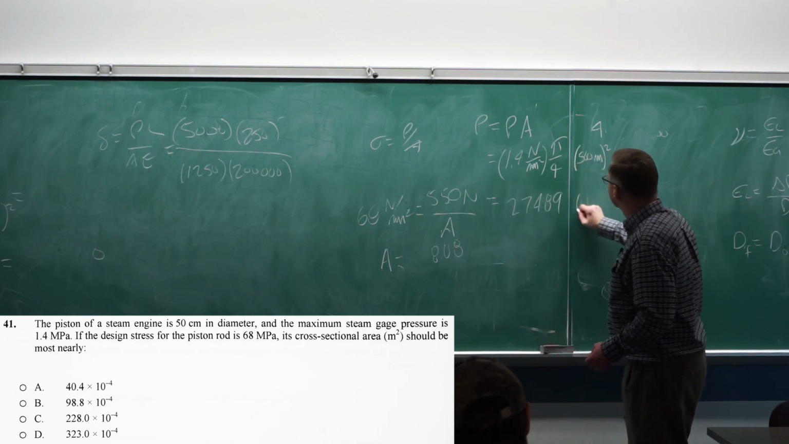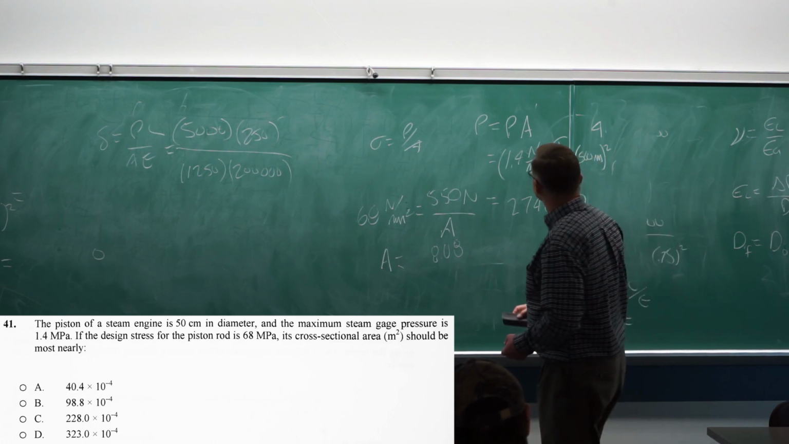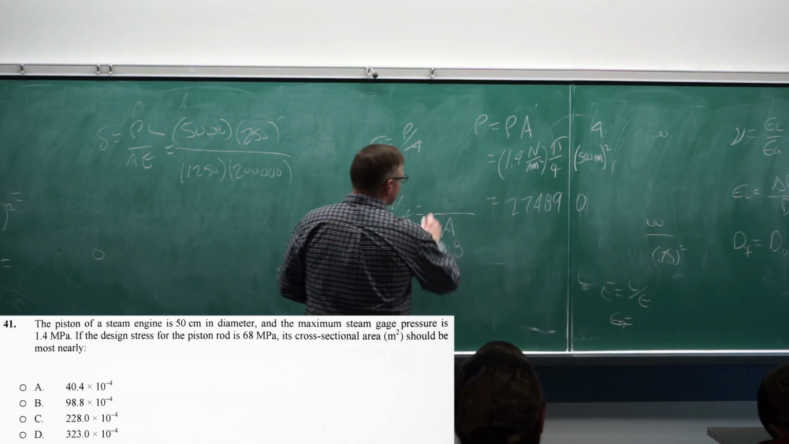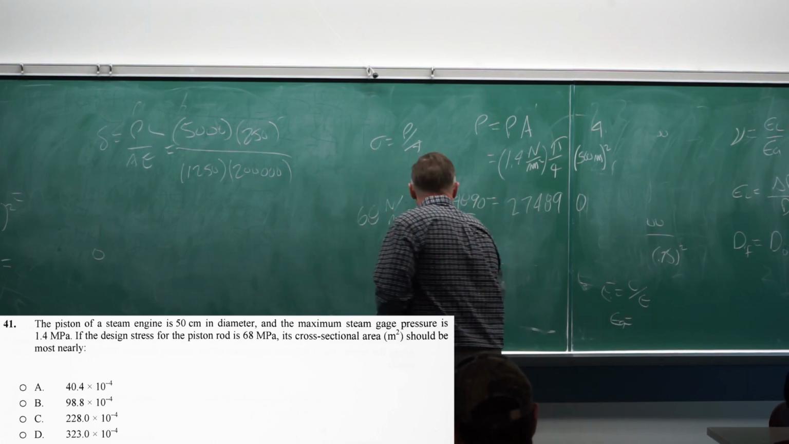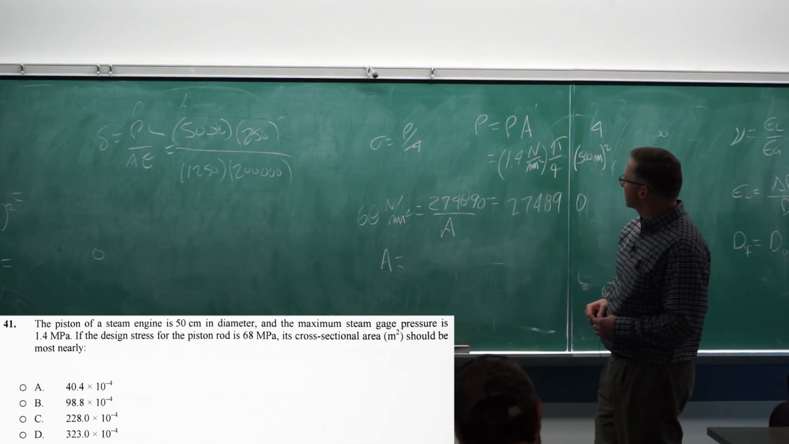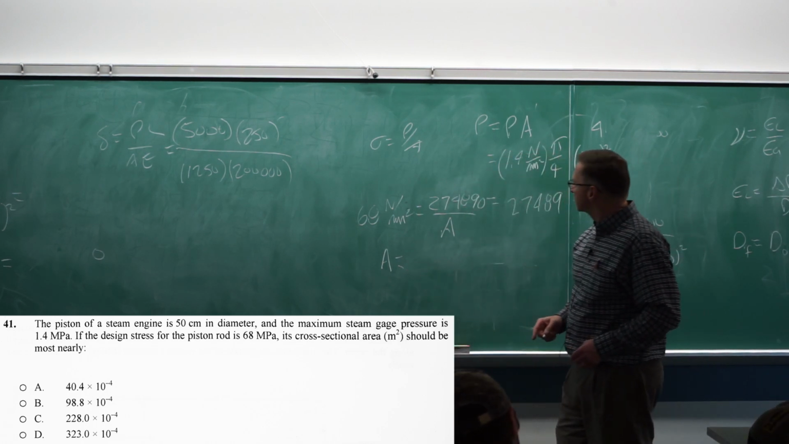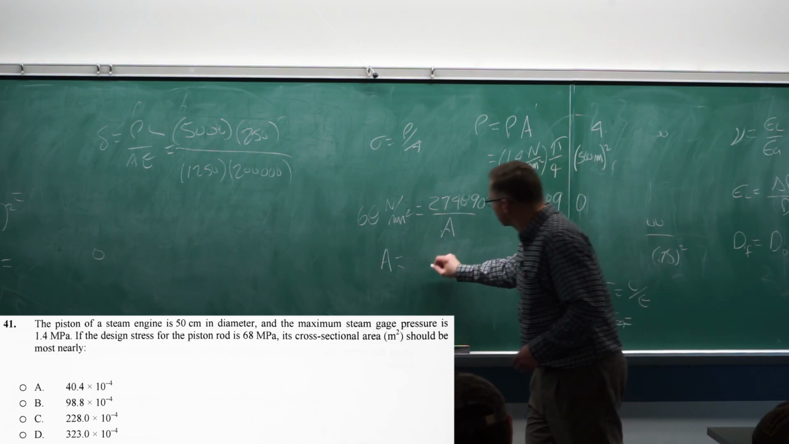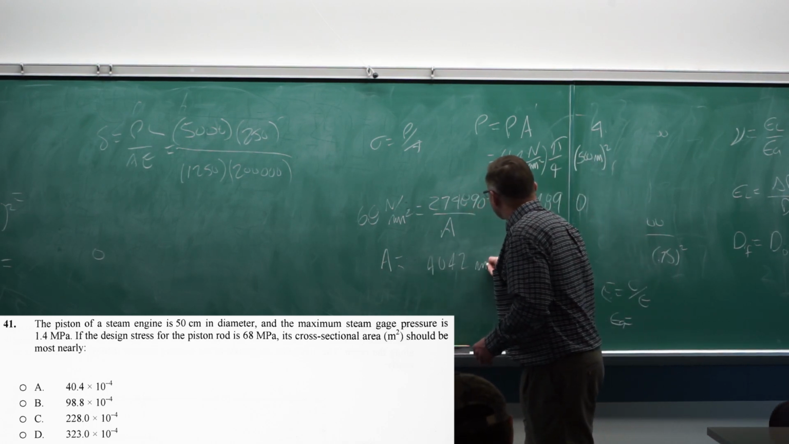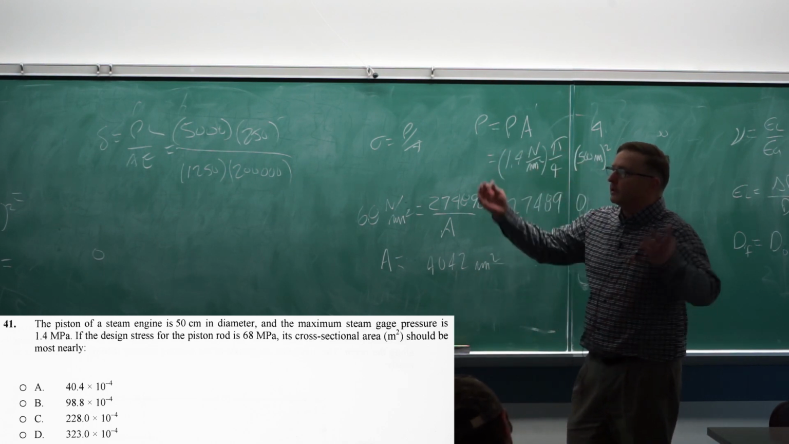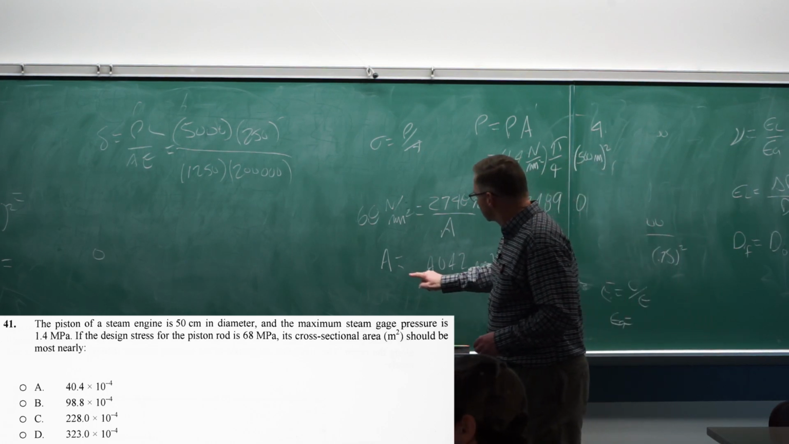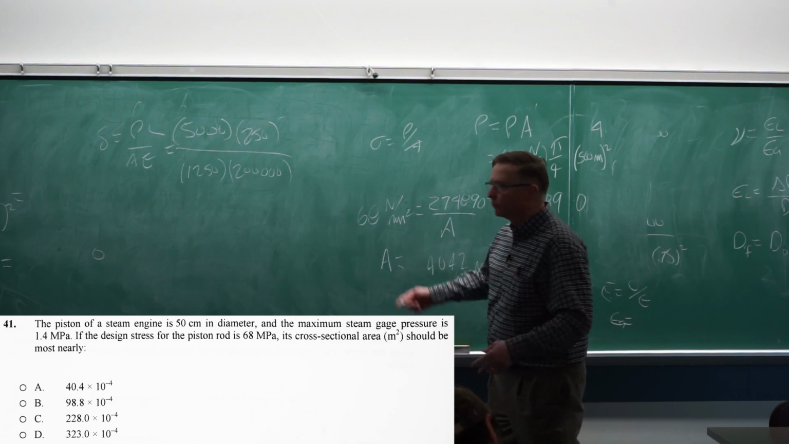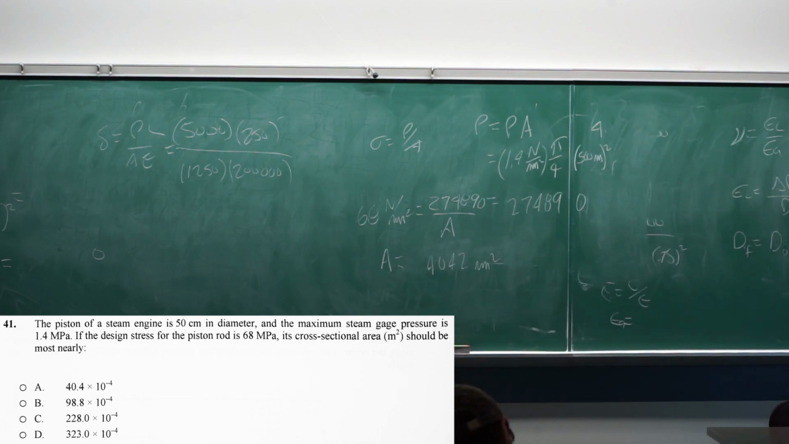174,289. That's going to change things a little bit. Oh, I didn't square the 500. Nice. That's better. And then this divided by 68, 4,042. That's going to be millimeters squared, but you should recognize it's going to be A. You got to move the decimal point 6 places, 40 times 10 to the minus 4. Yeah, it'll be the same thing. We'll see what happens here.